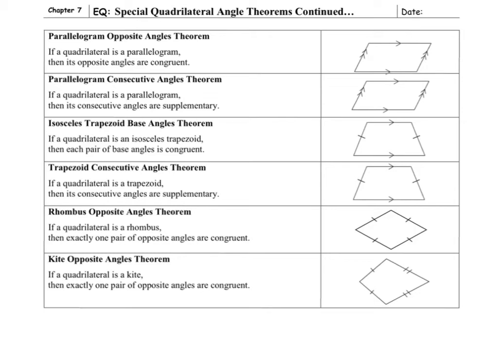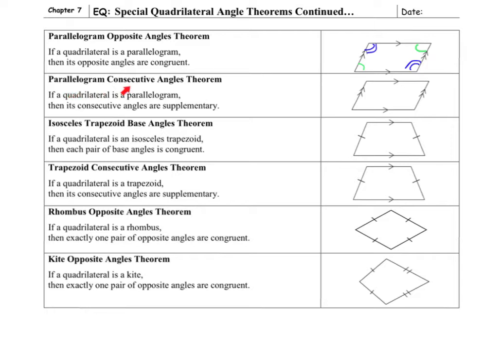In this video, we're going to continue our understanding of special quadrilateral angle theorems. For the parallelogram opposite angles theorem, if a quadrilateral is a parallelogram, then its opposite angles are congruent. So let's look at this parallelogram here. If I was looking at this angle, the angle opposite of this one would be this one. So these two angles would be congruent. Similarly, the other two angles would also be congruent.